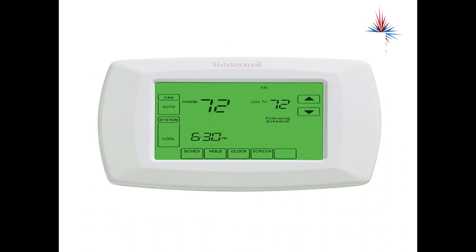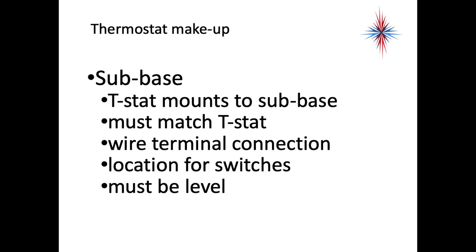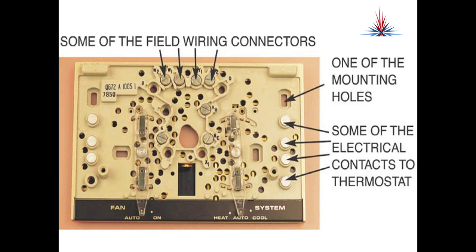So a basic digital thermostat is shown in this picture here, but they all have the same makeup. Okay, a thermostat has a sub-base, and the thermostat mounts to the sub-base. The sub-base must match the thermostat. It has all the wire terminal connections, and it's a location for any switches. And you want to have these things level. It isn't as critical anymore as with mercury thermostats, but your customer is going to be very appreciative of a thermostat being level. So this is just an example of a sub-base.